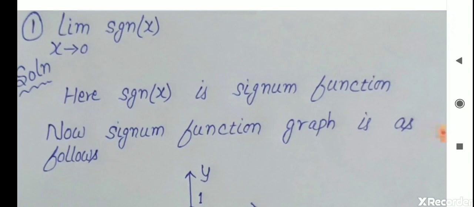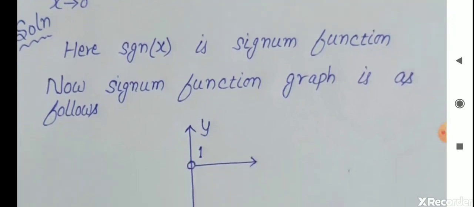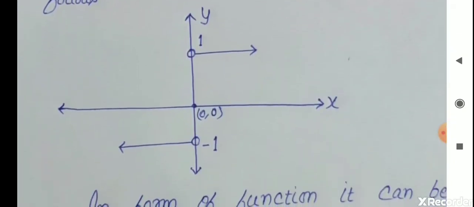Now come to the graph of signum function. So this is the graph of signum function. From this graph we can see as x equal to 0, signum function will be equal to 0. When x is greater than 0, signum function will be equal to 1. When x is less than 0, signum function will be equal to minus 1.